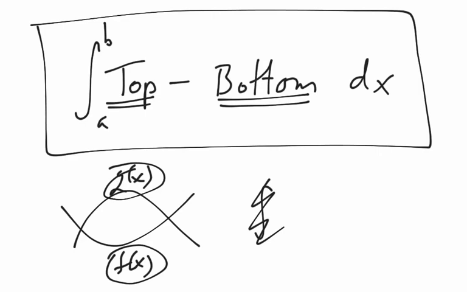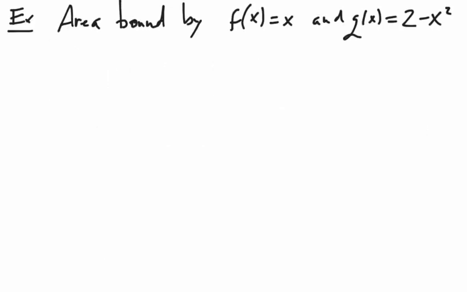Let's do an example so this makes sense. Let's say we want to find the area bound by f of x equals x and g of x equals 2 minus x squared. The phrase bound by basically means trapped between. This is common language that shows up when we do these problems. So we're probably going to use our formula, which is a to b of top minus bottom dx. Now we need to figure out which function is on top and which function is on the bottom.